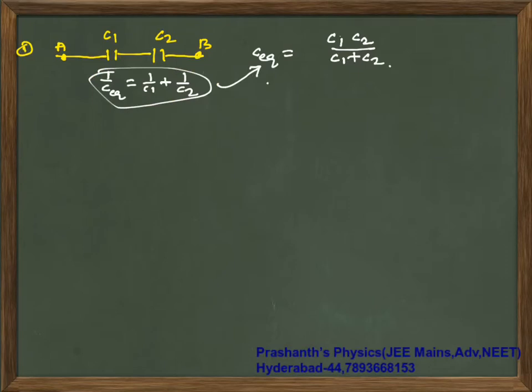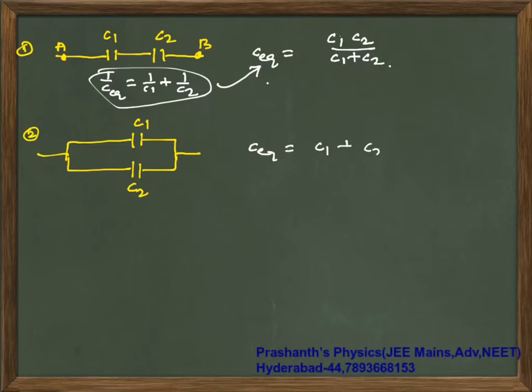Next, coming to the second part. If you have a capacitor C1 and one more capacitor C2, and they are connected in parallel like this, what is your C equivalent? In parallel, I told you it is simply the sum of these two capacitances, which is C1 plus C2.